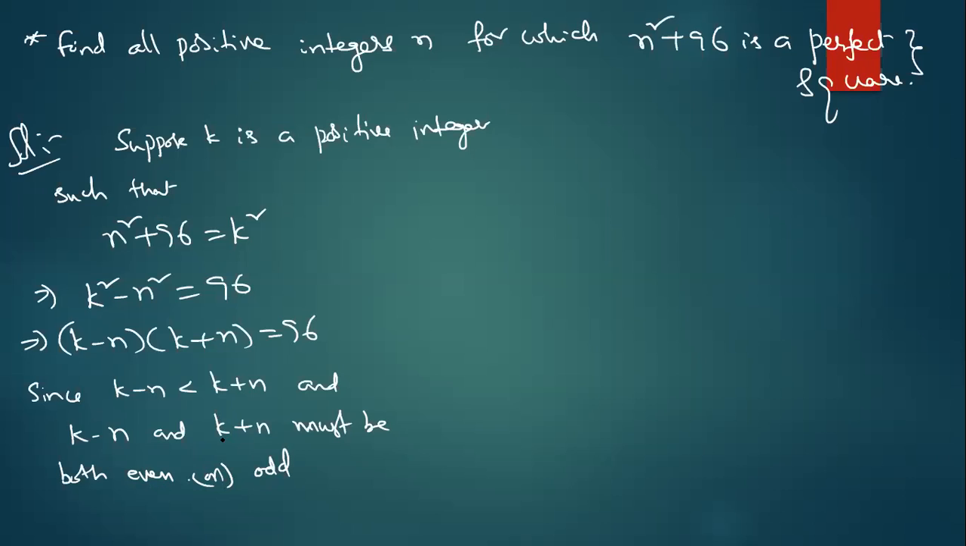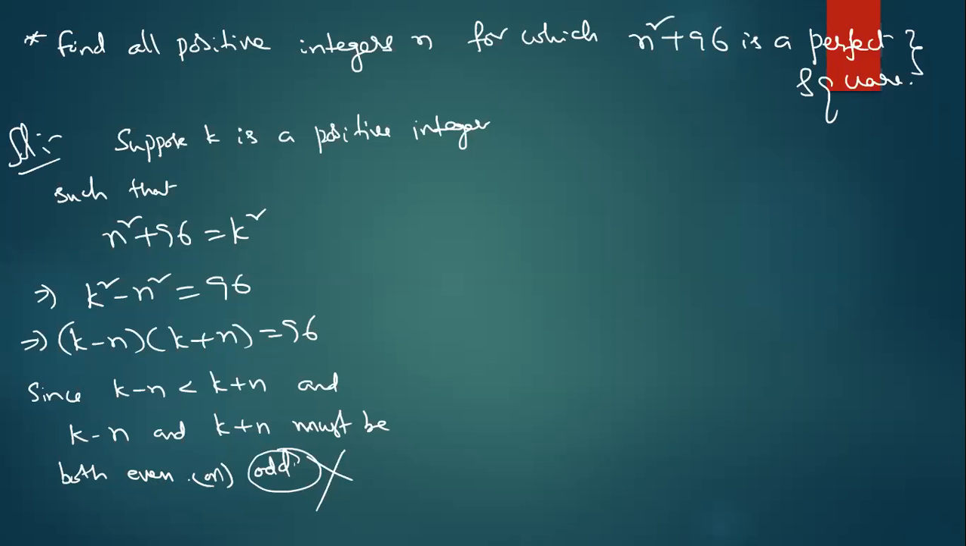Dear students, if both are even numbers, then even number into even number is how much? 96. Is it clear or not? The right answer is 96, so both should be even numbers. But if they are odd, odd number into odd number gives an odd product, so this case is not possible. So both must be even.